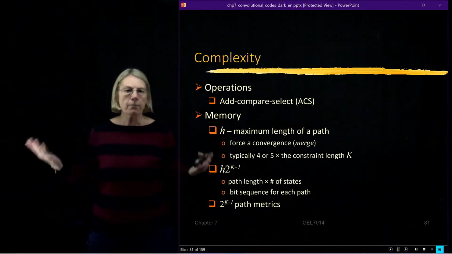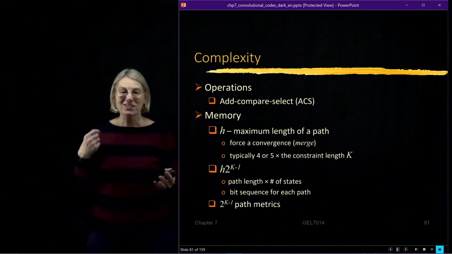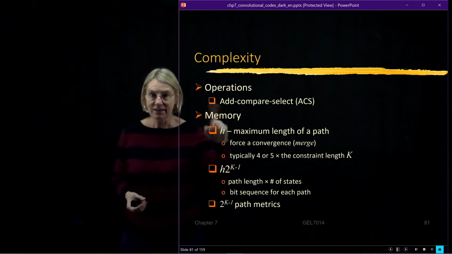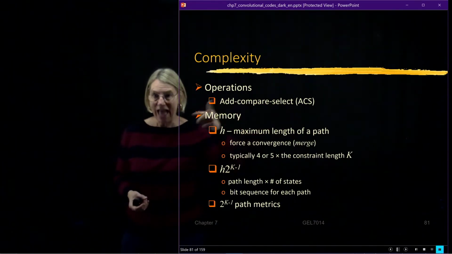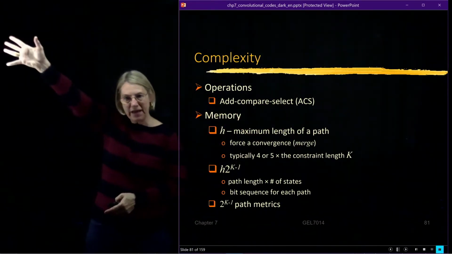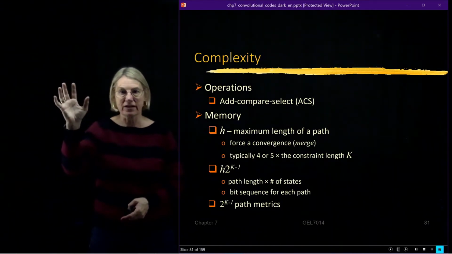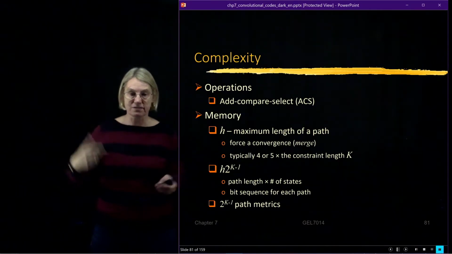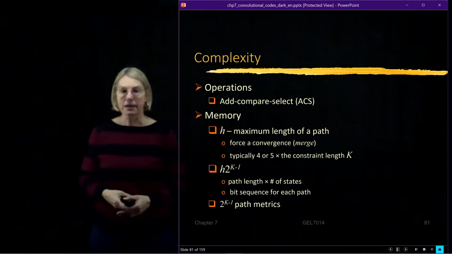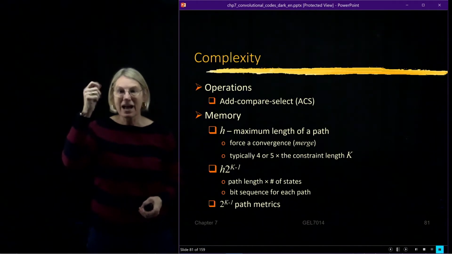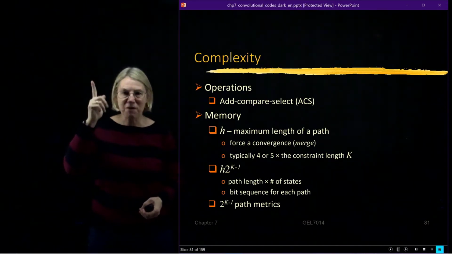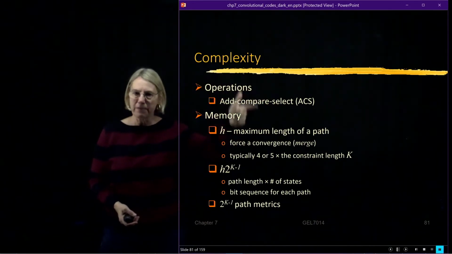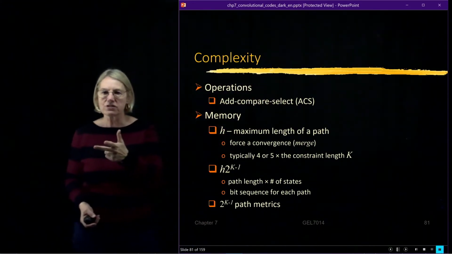First of all, what operations are we talking about? Well, they're extremely simple operations. In fact, there are 3 operations: add, compare, select. Add: take the previous path metric, add to it the branch metric. I always have 2 for each one of the states. I compare the 2. And the one that's the biggest, I get rid of it. And the one that's the smallest, I select it. And then I know to move on. Add, compare, select. So these are the operations that you require in your hardware.